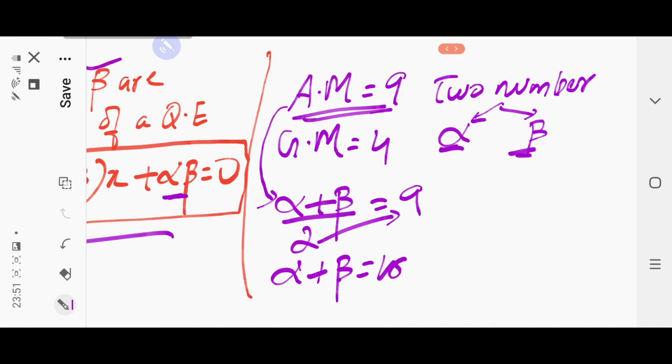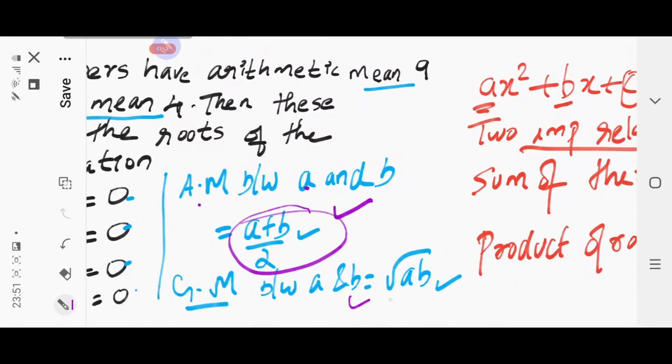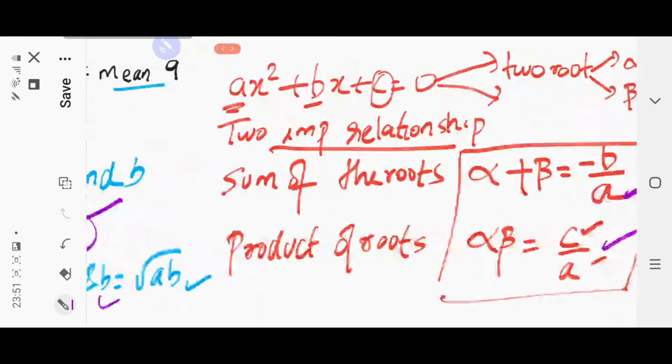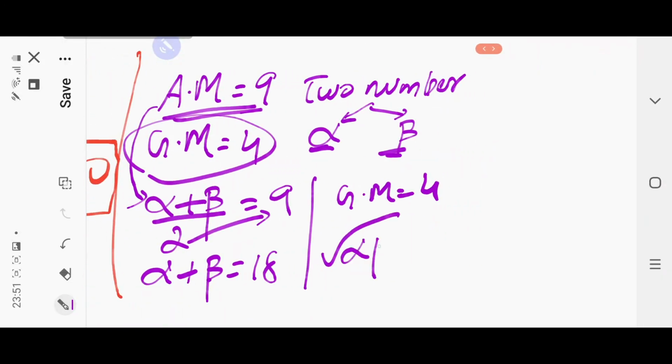2 into 9 is equal to 18. You get 18. And what is the next thing given? Geometric mean, which is given as 4. What is the equation for geometric mean? The geometric mean between a and b is root ab. Therefore, the geometric mean between these two numbers is root of alpha beta, which is equal to 4.